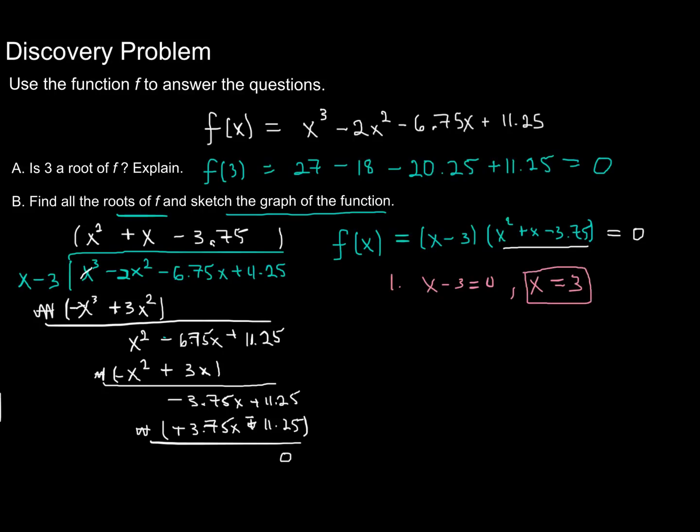Well, we can take this exact same idea and apply it to the quadratic. Remember, we are multiplying two things together and they equal 0. So either this equals 0 or this equals 0. In other words, we can set x squared plus x minus 3.75 equal to 0. And if we solve for x, we'll find the x values that make this function equal to 0. Well, how do we do this?